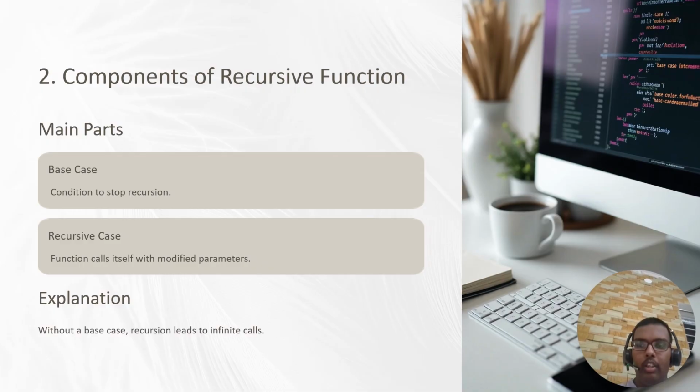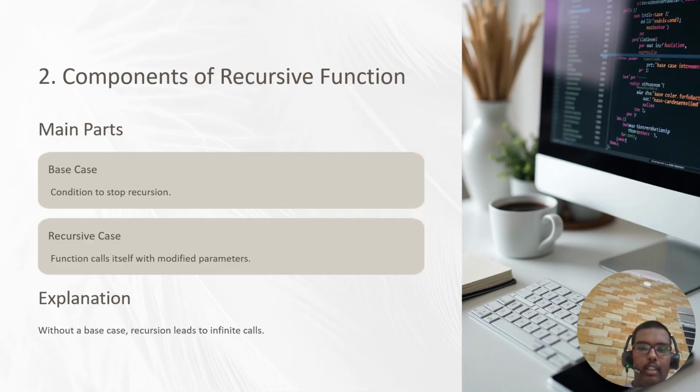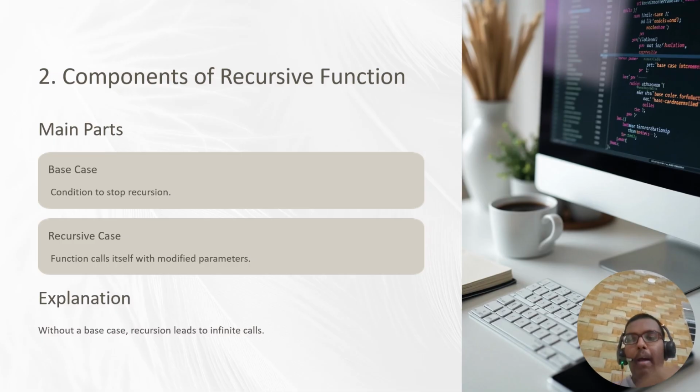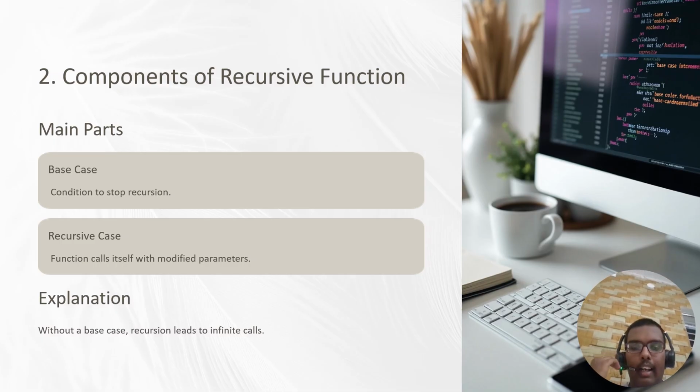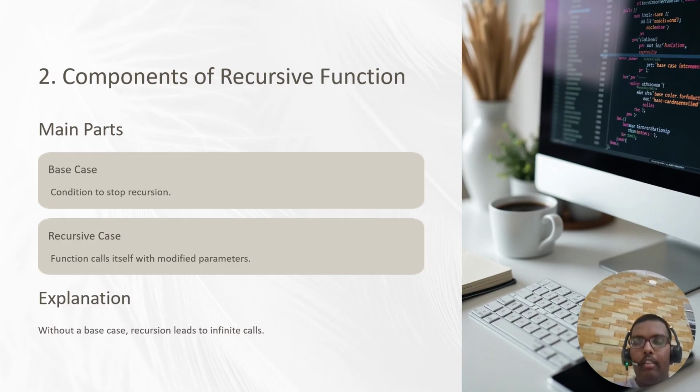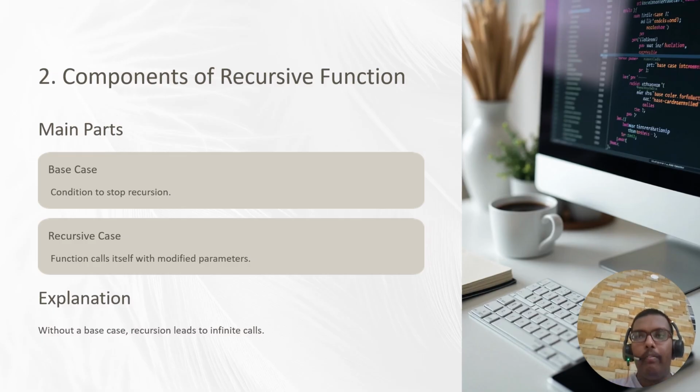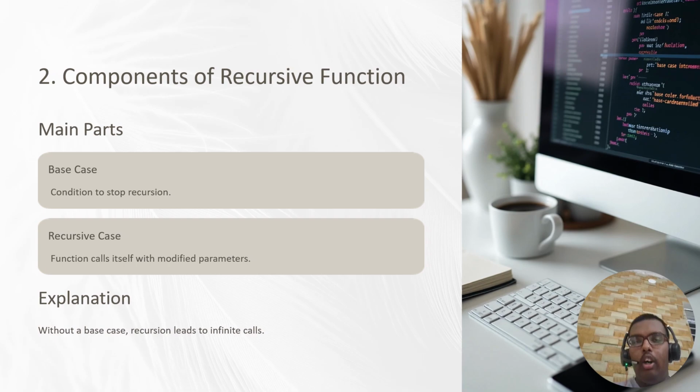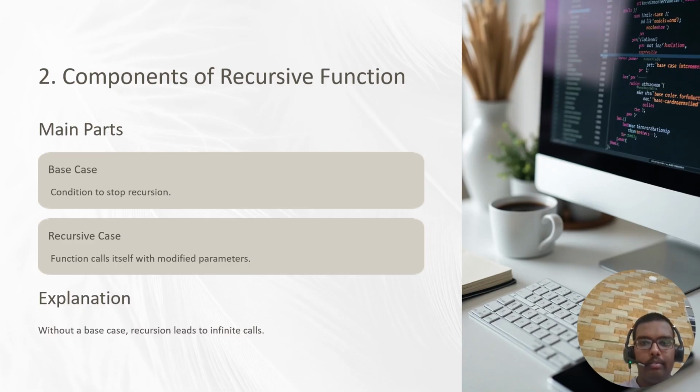Now, components of recursive functions. Main part, base condition, a condition to stop recursion. Recursive case, function calls itself with modified parameters. The parameters change every time the function calls itself again. The same parameters do not call itself again and again. Now, if the function has no base case, then it goes on infinite times, and your output screen will never end till the memory runs out. Let's move on to the next part.